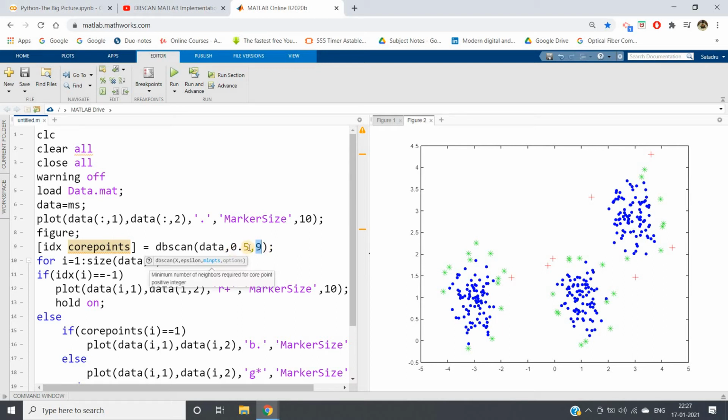So with epsilon value 0.5 and minimum neighbors 9, which is proper for this kind of data set, we can see we are getting this kind of cluster where the green points are border points, the blue points are core points, and the plus signs are our noise points.